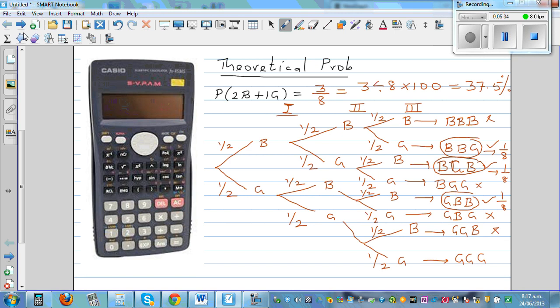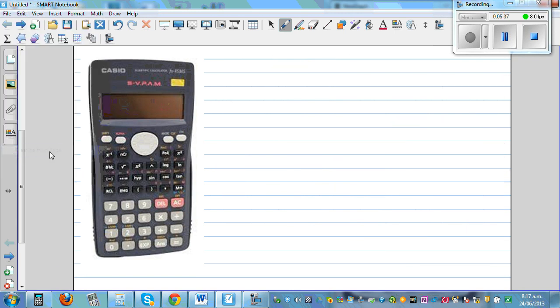So let me delete this, clear ink. I want to do this same experiment and find the experimental probability. When I say the probability of a boy or a girl is half, it doesn't mean that if you have two children in a family, after having a boy you will have a girl. After a girl you can have a girl, after a boy you can have a boy, but theoretically it is 50-50%. So let's understand how to do a probability experiment.